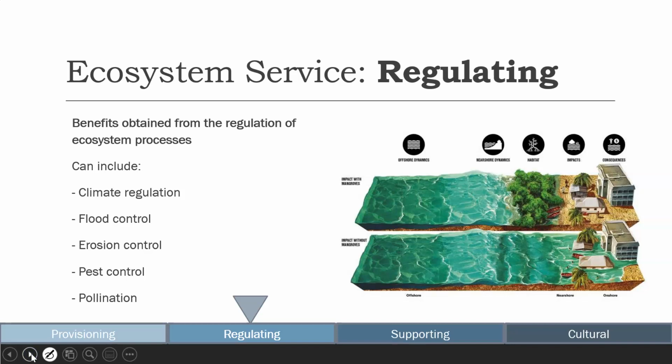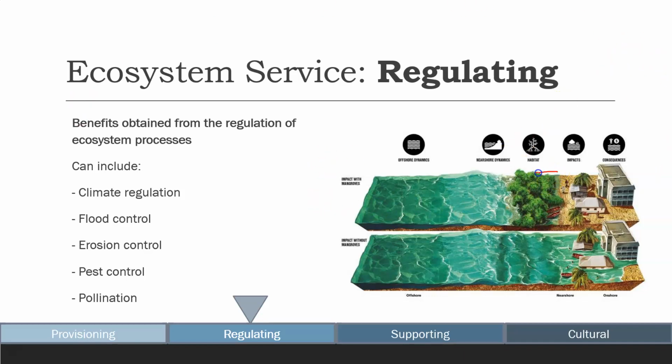The second type is regulating. So these are benefits from the regulation of ecosystem processes. So ecosystem services that regulate our climate or control floods, and we know that grass can control erosion, pest control, pollination, but it has to be for the benefit of people.